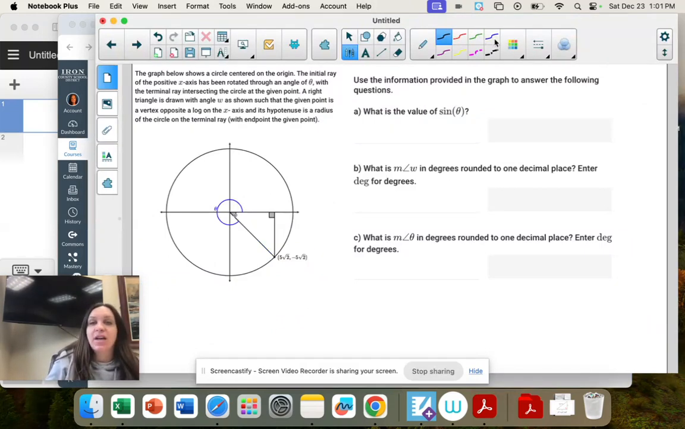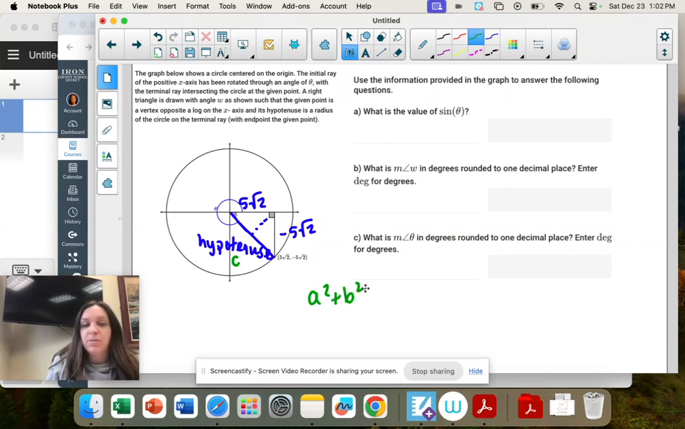Let's label our sides. Our x value first, we're going positive 5 square roots of 2. And then dropping down, our y value is negative 5 square roots of 2. So we're going to start by finding our radius length, which is the hypotenuse of this right triangle. When we use the Pythagorean theorem, it's also the c value.